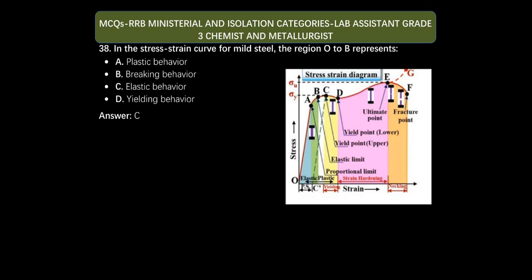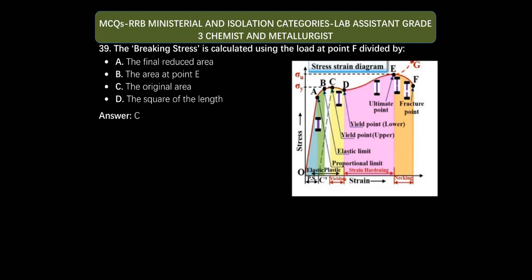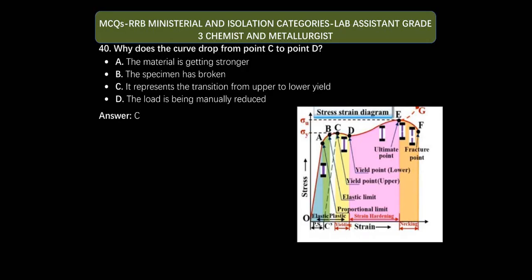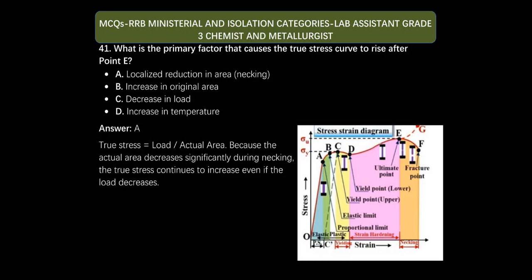In the stress strain curve for mild steel, the region O to B represents option C, elastic behavior. The breaking stress is calculated using the load at point F divided by option C, the original area. Why does the curve drop from point C to point D? Option C, it represents the transition from upper to lower yield. What is the primary factor that causes the true stress curve to rise after point E? Option A, localized reduction in the area, necking.